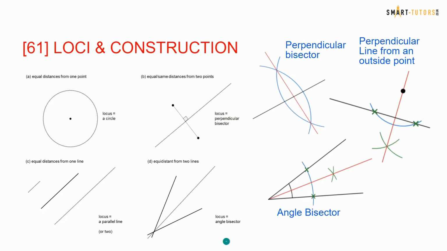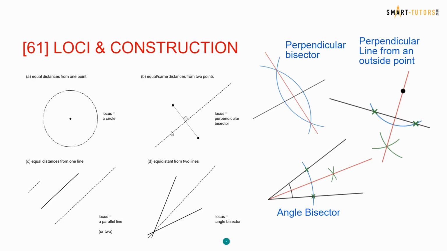Topic 61, Loci and Construction. So you have to remember these 4 theorems behind this topic. The first one is equal distance from one point, which is a circle. So if in the question they say 4 centimeter or 4 meter equal distance from one point, the locus is, using the compass, you need to draw a circle. The second one is equal distance from 2 points. Equal distance from 2 points means it's a perpendicular bisector, which is the second one here.